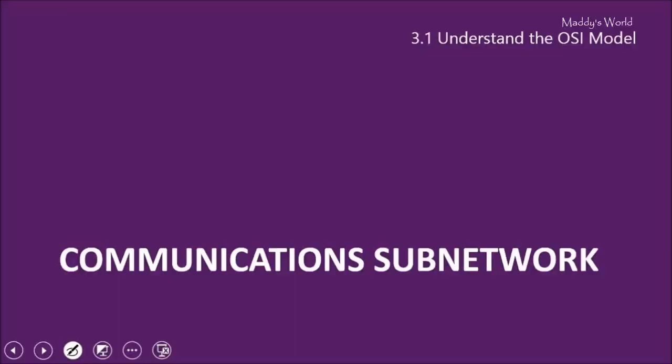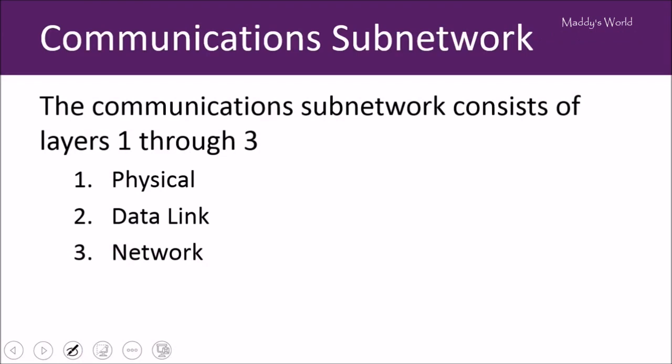All right, let's go back to the presentation. Let's talk about the first three layers, the communications subnetwork. The communications subnetwork is made up of the physical layer, the data link layer, and also the network layer. So this is the bottom. It's the seedy underworld that makes up the internet, if you will.